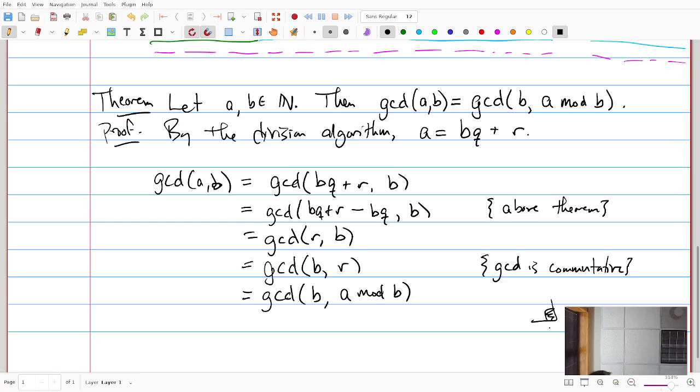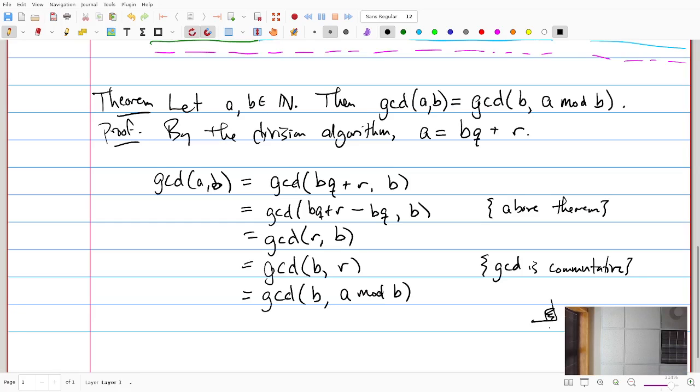Right. In particular, when we're dividing by B, the remainder is going to be less than B, right? Because if it was B, then we didn't divide enough times. Like, we could have fit one more B in. So the remainder is always going to be less than B. Okay, that's the important point.